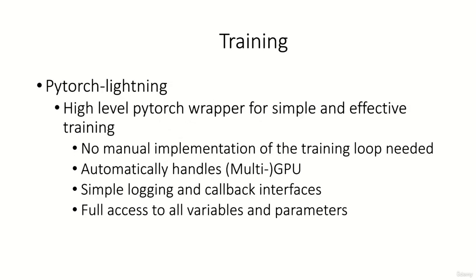To tackle the training, we use a library called PyTorch Lightning. PyTorch Lightning is a high-level PyTorch wrapper for simple and effective training that facilitates us some points. It alleviates the need of a manual implementation of the training loop. It automatically handles multi-GPU and comes with extensive logging and callback interfaces. Last but not least, and this is really the great point of PyTorch Lightning, you still have full and easy access to all internal variables and parameters.